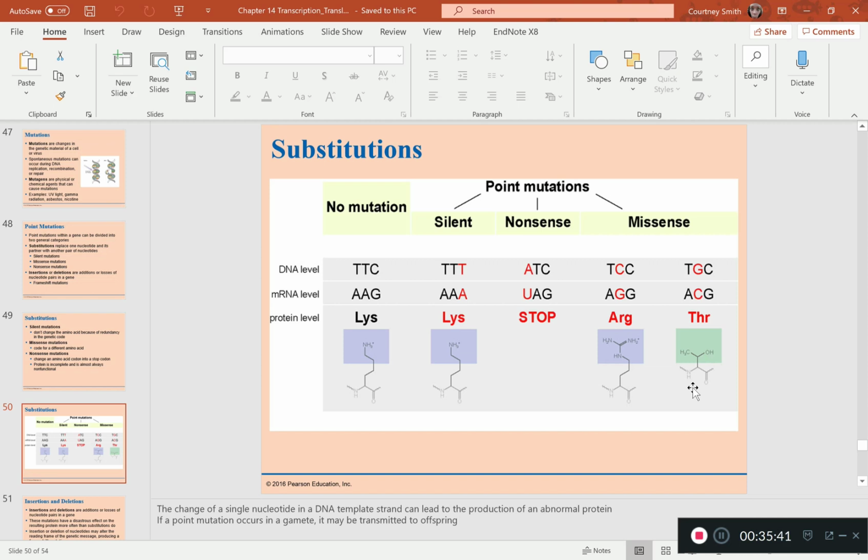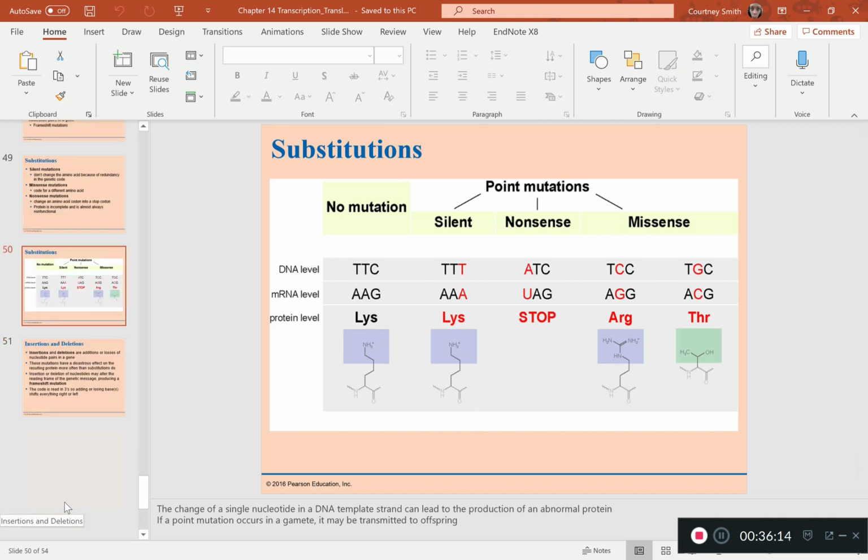And then a nonsense mutation is where it changes the amino acid to a stop codon, meaning that we will terminate our translation process early, which is not good, because sometimes that can lead to an incomplete or non-functional protein, which is not what we want. We want all of our proteins to be functional.